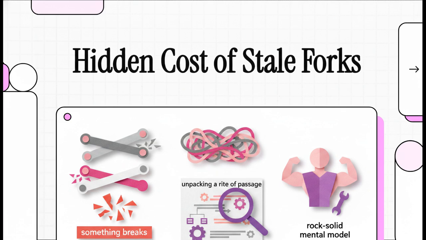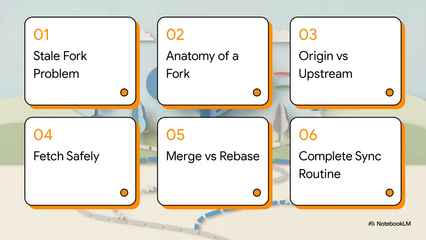By the time we wrap up today, you're going to have a rock-solid mental model of what's actually happening behind the scenes and the exact routine you need to fix it for good. Okay, let's dive into this. Here's our roadmap for today. We'll start with the stale fork problem, then look at the anatomy of a fork, contrast origin versus upstream, get into fetching, compare merge versus rebase, and finally, we'll build the complete sync routine.